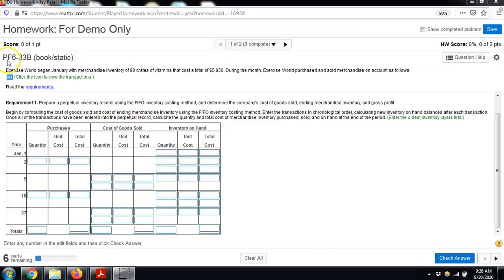In this example, we're going to do problem PF6-33B, and basically this is going to ask us to go through the three main inventory cost accounting methods of FIFO, LIFO, and weighted average, and compare the results and see which one achieves a certain objective. And so let's start with the first one, which is FIFO.